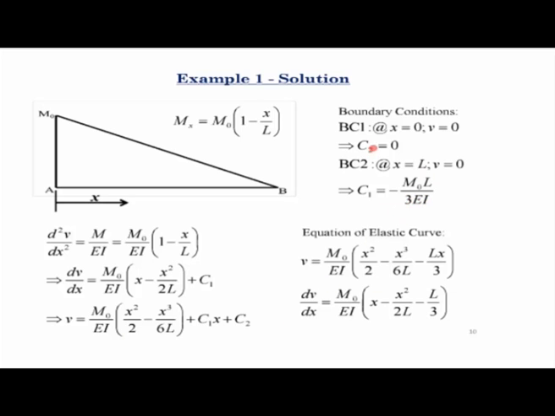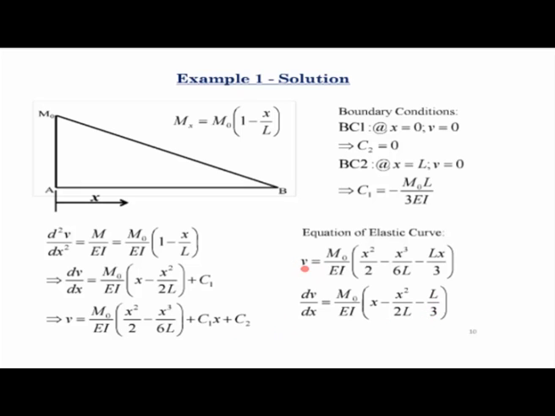Next, you put the values of these constants of integration that you obtained using the boundary conditions back into these equations. If you do that, what you get is V is equal to M0 by 6EI times x cubed by L minus x squared minus Lx by... Lx by 3 is coming from the term M0L by 3EI. That M0 by 3EI has been taken as common, so you are left with Lx by 3 in the brackets. Similarly, if you put the value of C1 here, you'll get dV dx is equal to M0 by EI times x minus x square by 2L minus L by 3.